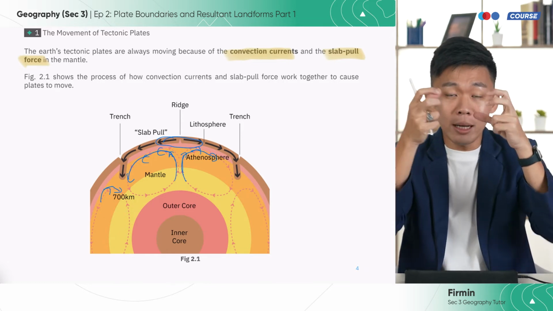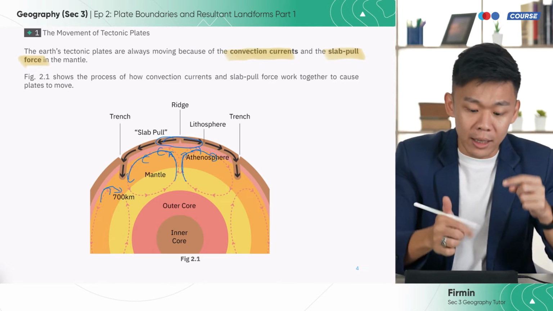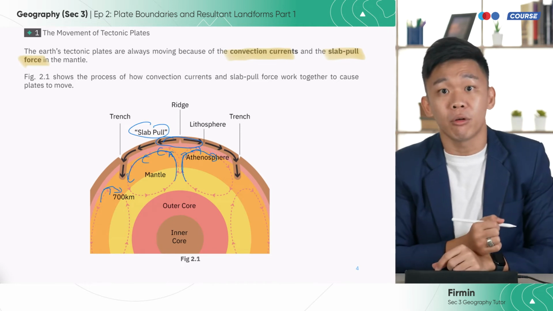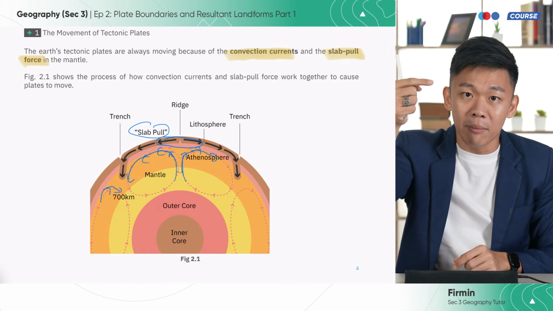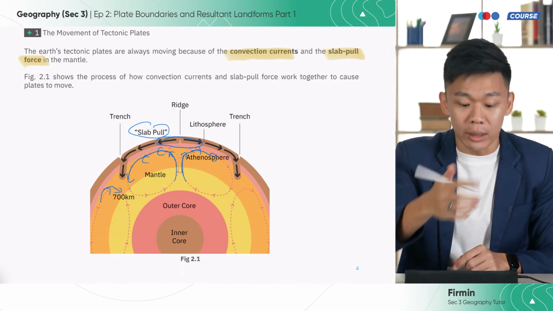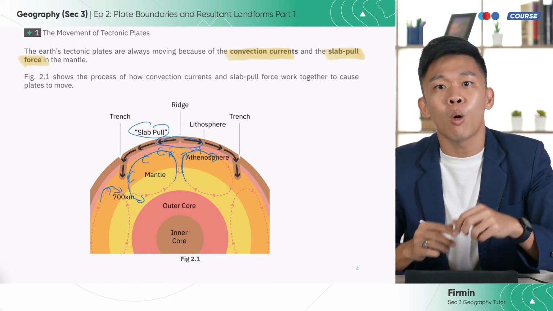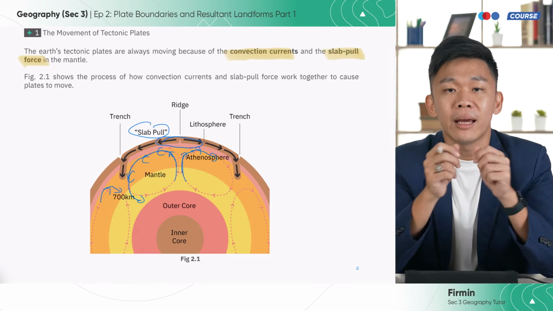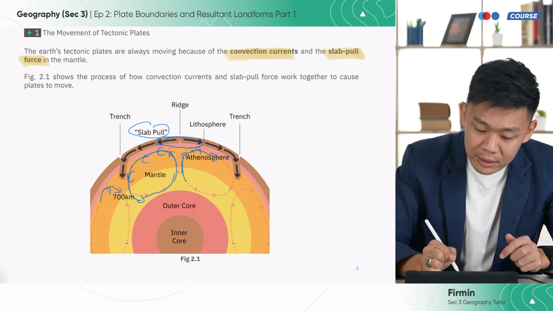And the cooling magma will pull down the crust. That is what we call the slab pull force. So as the cooling magma sinks, what happens to it? It goes nearer to the core. Once it is near to the core, what happens again? It gets heated up and it will rise.